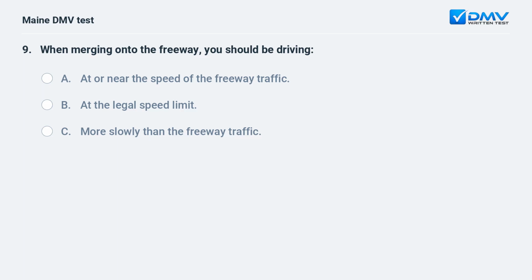When merging onto the freeway, you should be driving A. At or near the speed of the freeway traffic. B. At the legal speed limit. C. More slowly than the freeway traffic.